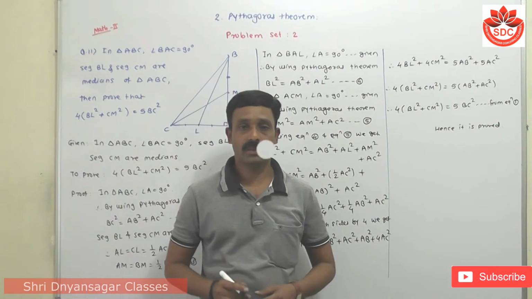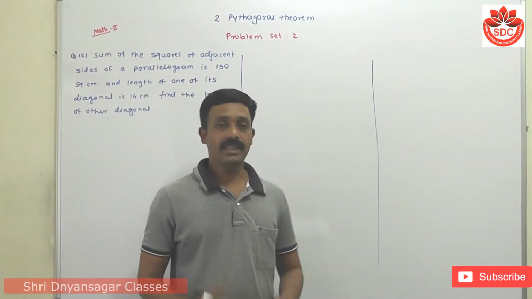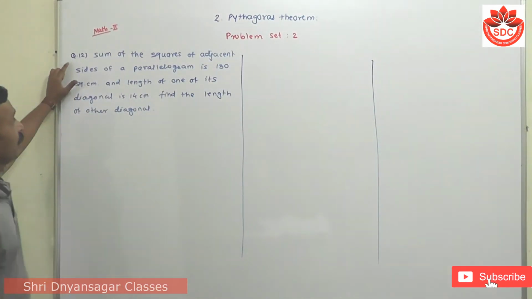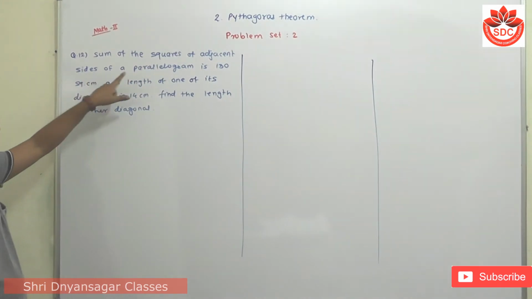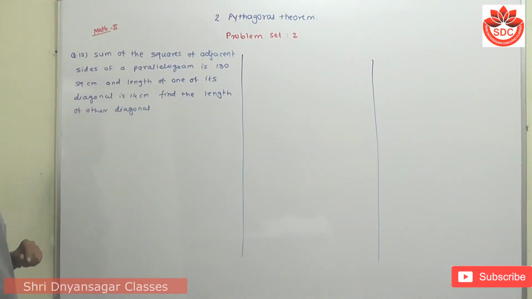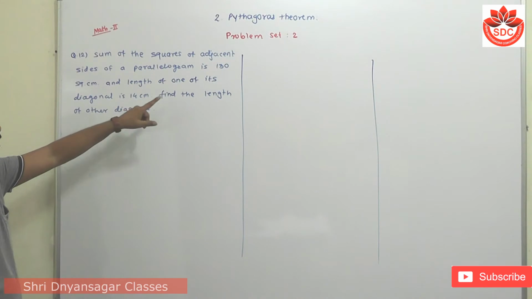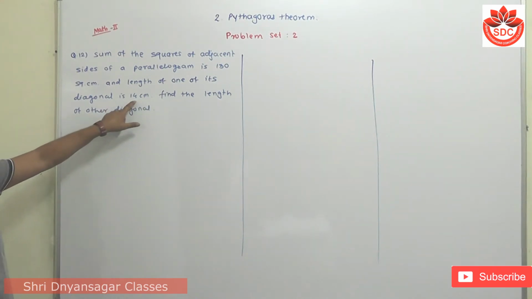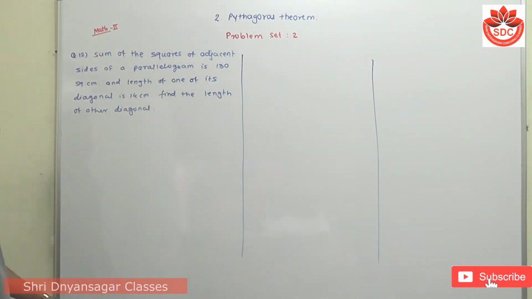Okay, we take the next question. Let's see the next question. Question number 12. Sum of the squares of adjacent sides of a parallelogram is 130 square centimeter and length of one of its diagonals is 14 centimeter. Find the length of the other diagonal.